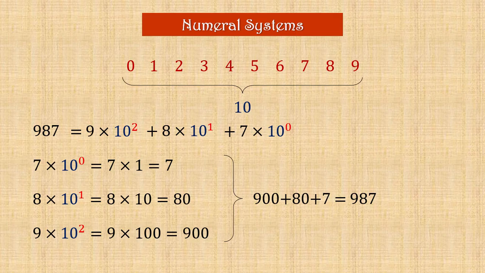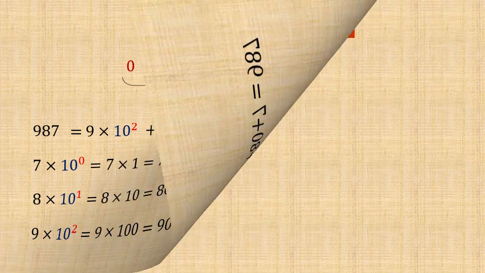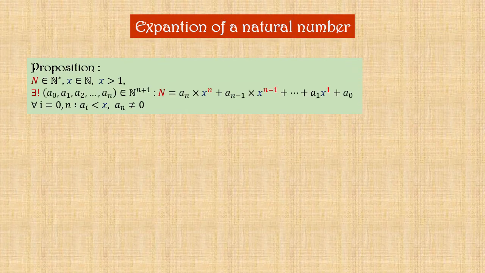Let's now see the general principle of the positional numeral system. For every natural number N, which is strictly greater than 0, and every natural number x, which is strictly greater than 1, there is one and only one expansion of the number N, according to which N would be equal to a_n multiplied by x to the power of n plus a_(n-1) multiplied by x to the power of n-1 plus, and so on, until a_1 multiplied by x to the power of 1 plus a_0, such that the numbers a_0, a_1, a_2, until a_n are natural numbers strictly lesser than x, and a_n is different from 0.